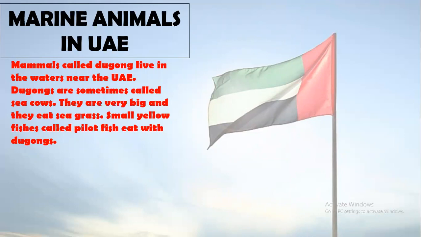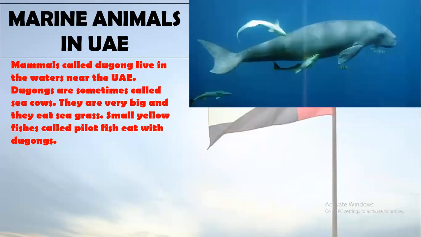This is a very special animal found in the waters of the UAE, and they are also called sea cows. They are very big like the cows, and they eat grass like the cows, but they eat the grass inside the sea water. That is why they are called sea cows. And small yellow fishes called pilot fish eat with dugongs too. In this picture, you can see dugong with the small pilot fishes.